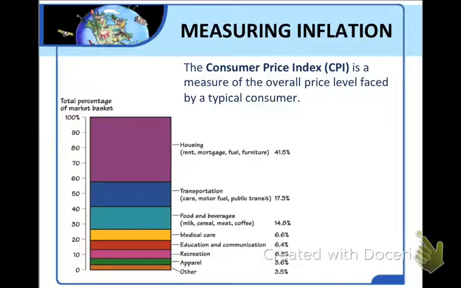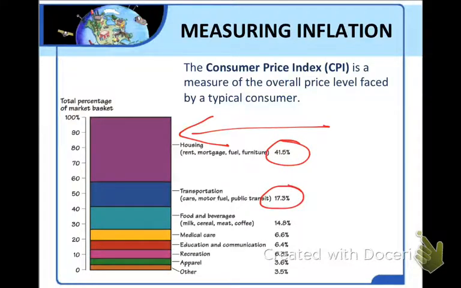The government regularly conducts a survey of urban households to learn what goods people actually buy, so it can update the market basket to mirror changes in purchasing patterns. The 8 main categories of consumer goods included in the market basket for December 2010, along with each category's share of the total market basket, are shown right here in this figure. You can see housing makes up about 41.5%, transportation 17.3%, people spend about 14.8% of their income on food and beverages, and so on down the line.